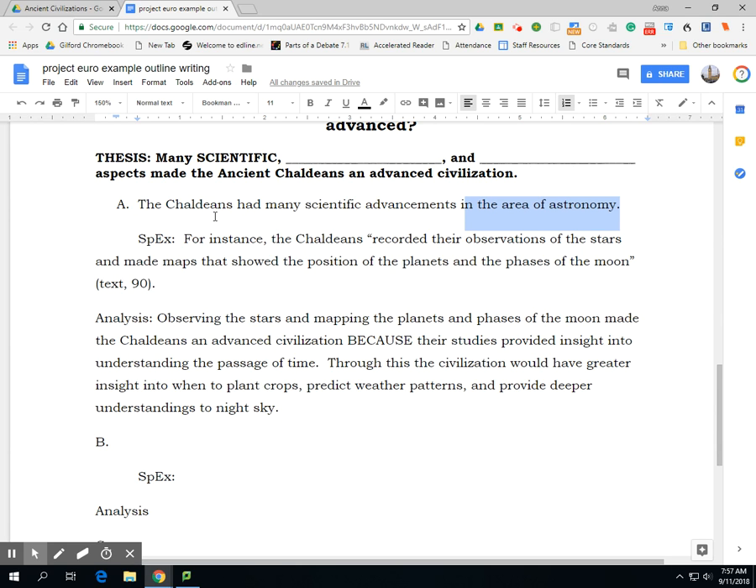Otherwise, your thesis is way too big and your reader's not going to have a sense of what this set is going to be about. All right, so use that. Hopefully that will give you a support in helping you set up yours. Now, the analysis statement is a little more complex.